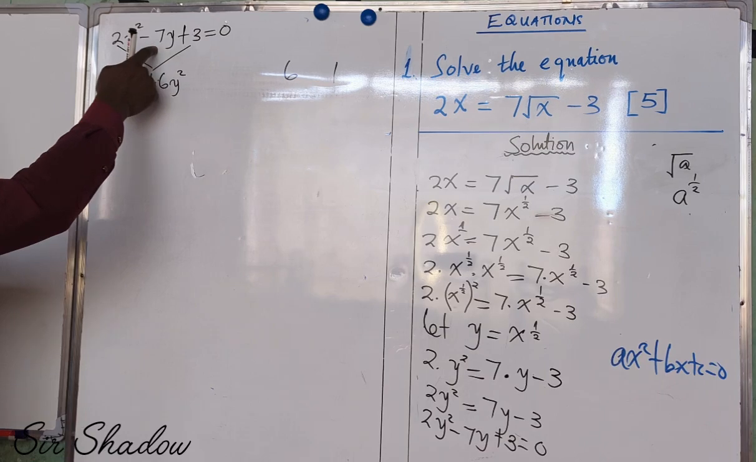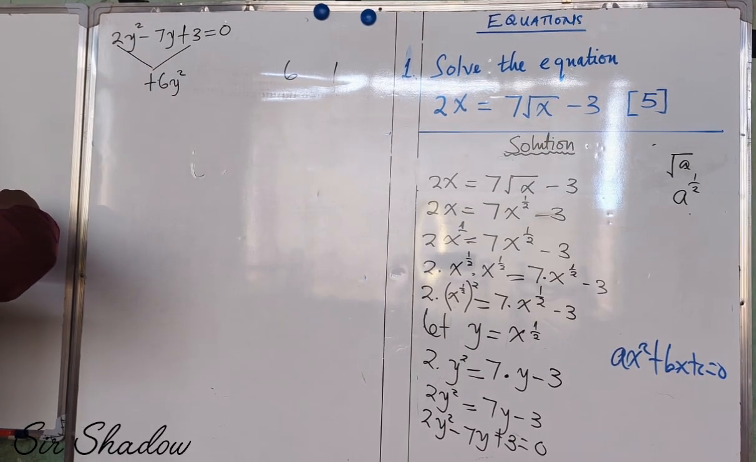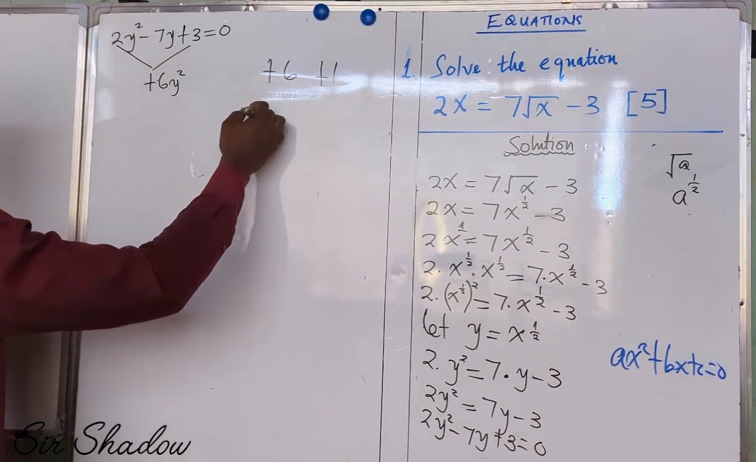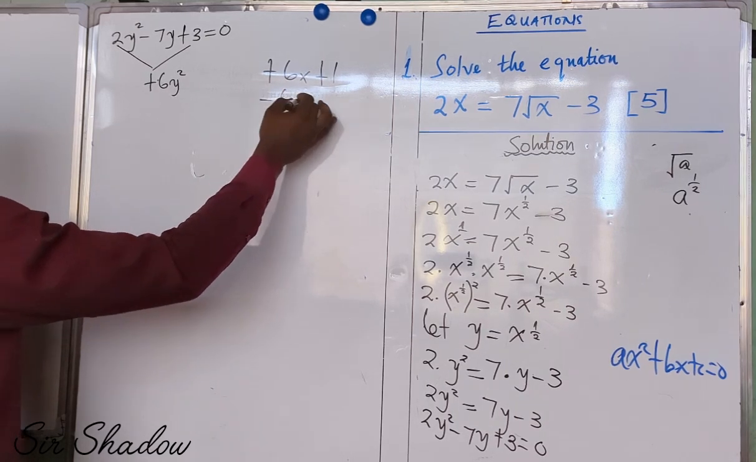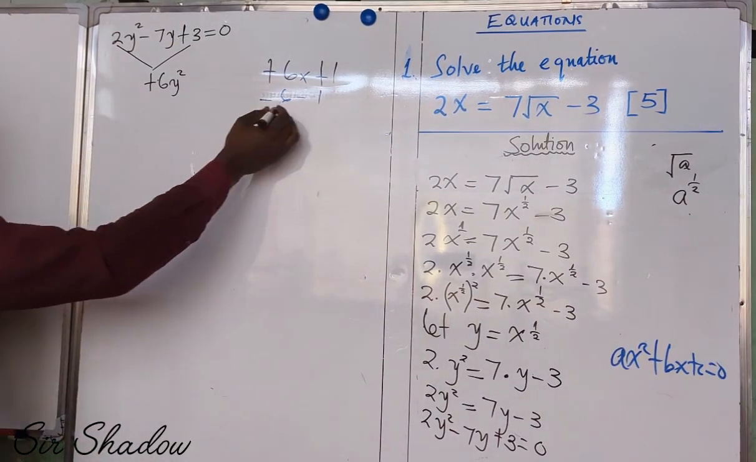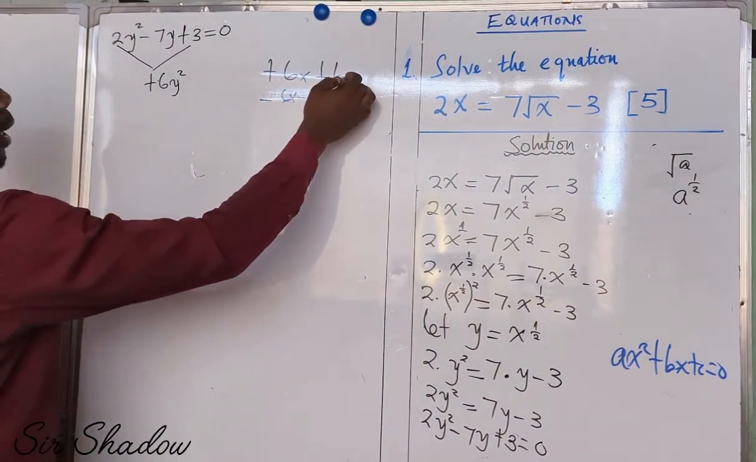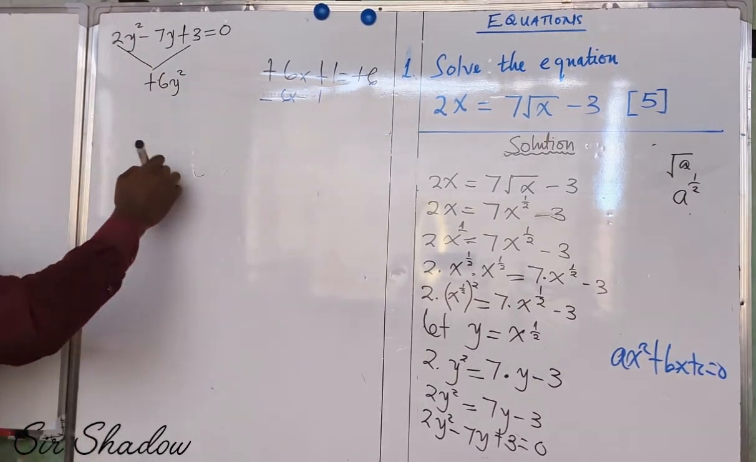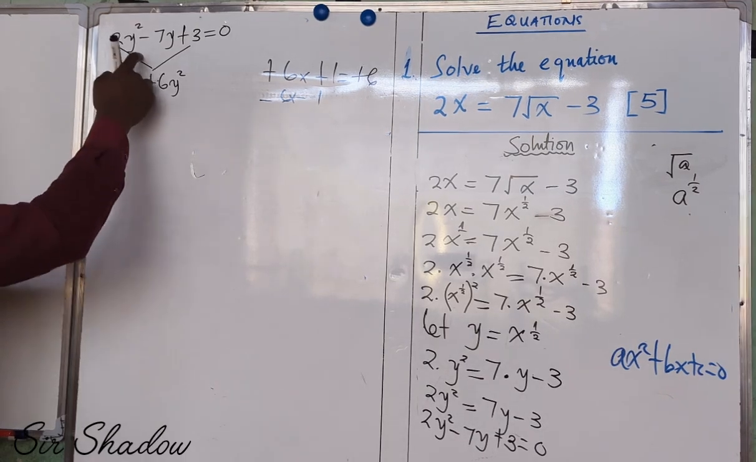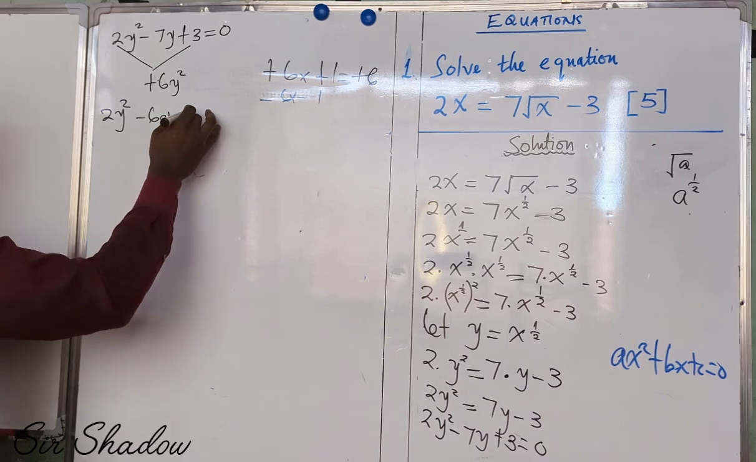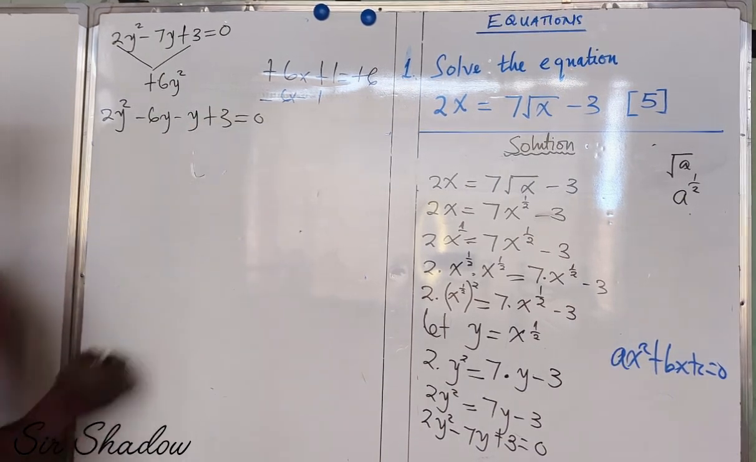For me to get a negative 7 here, and getting a positive is multiplication. The only way to get a positive here is to do this. If I multiply this, I get a positive 6. But if I add this, I no longer get this. So I have to use this. So this becomes 2y squared, eliminating this, becomes 6y minus y plus 3 is equal to 0.